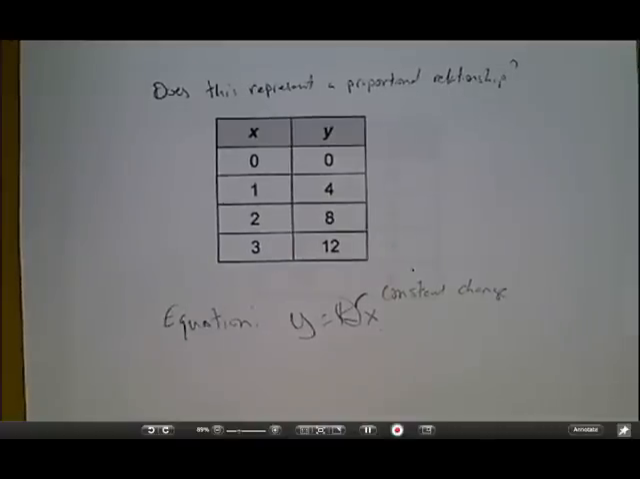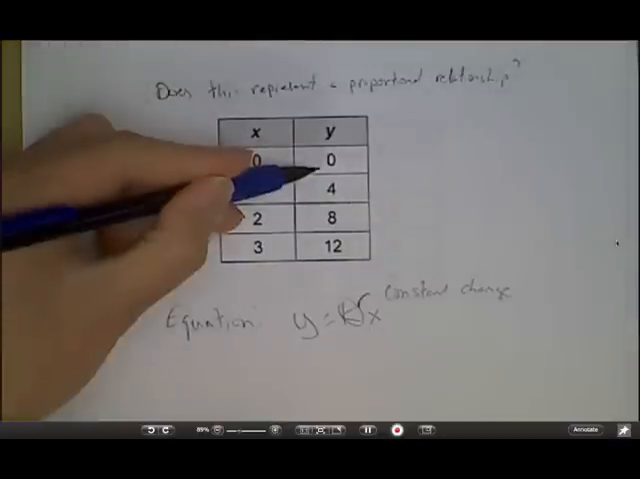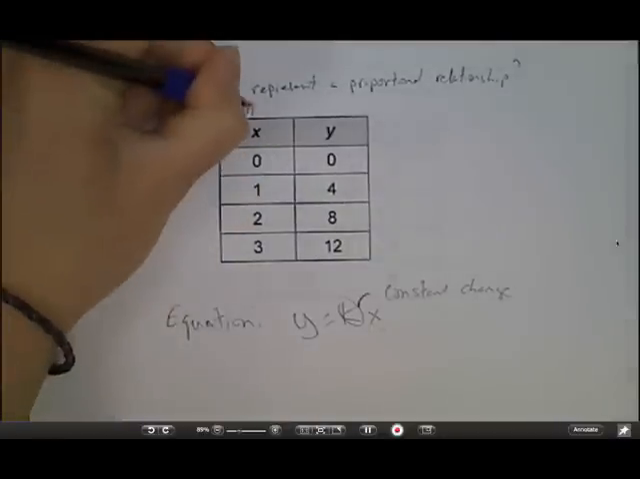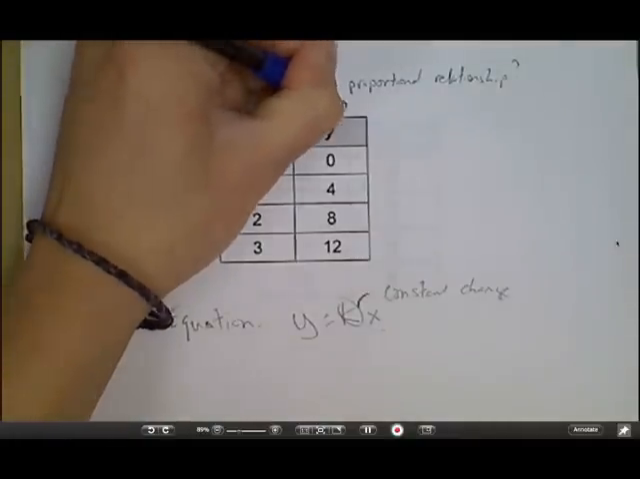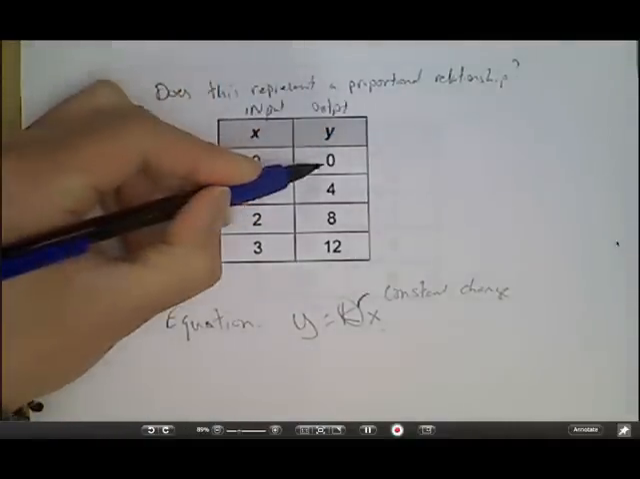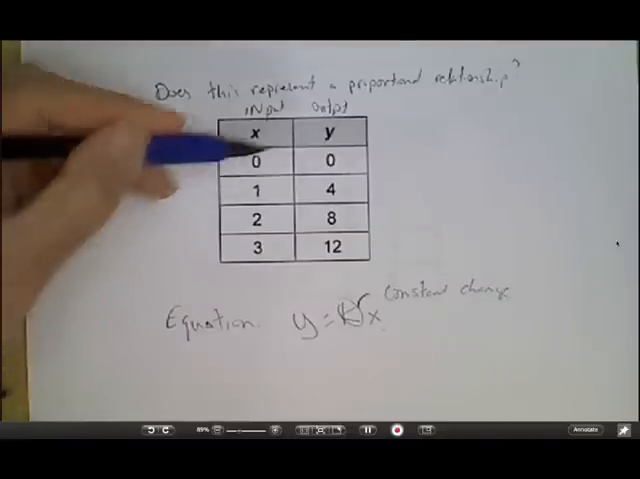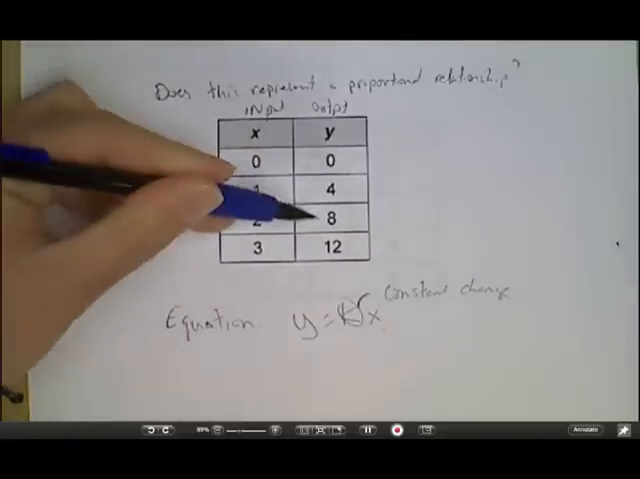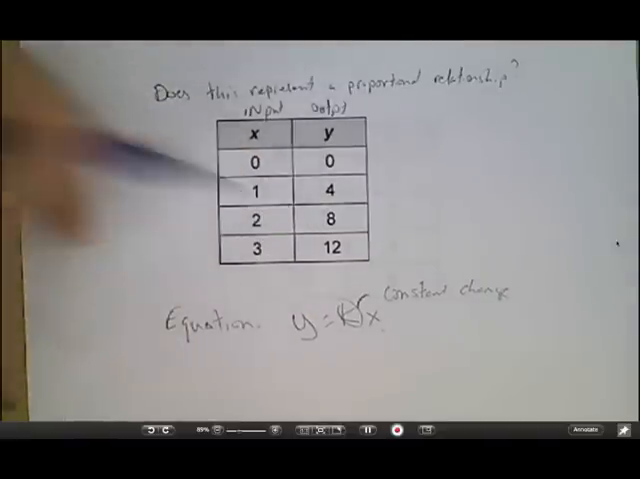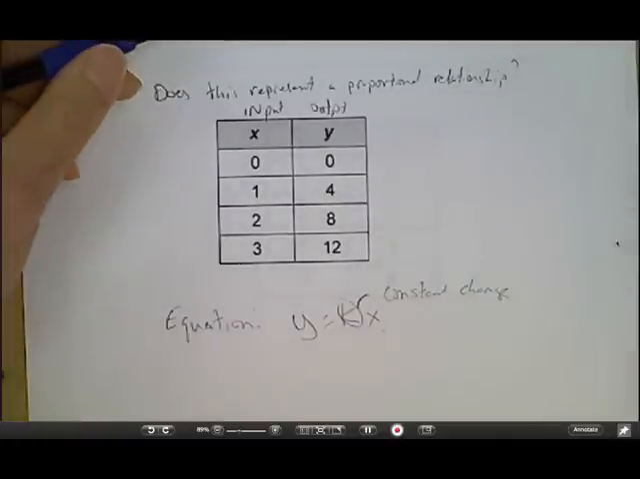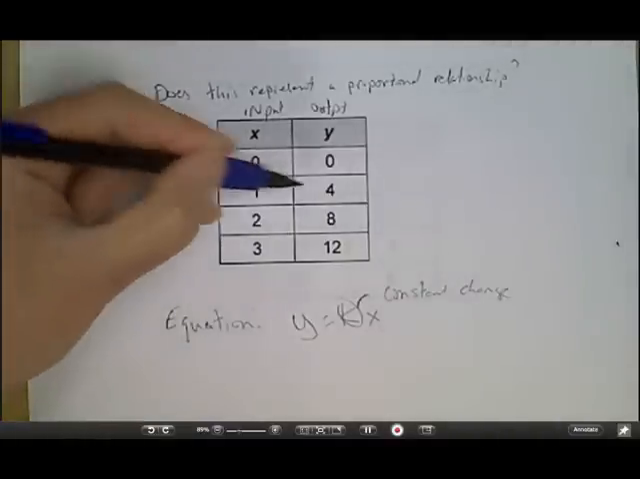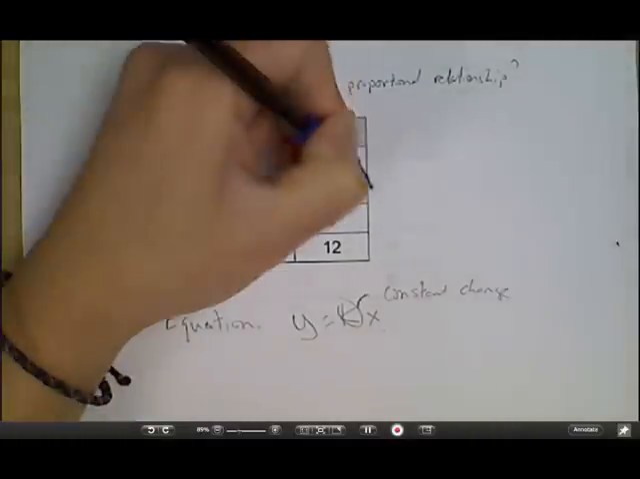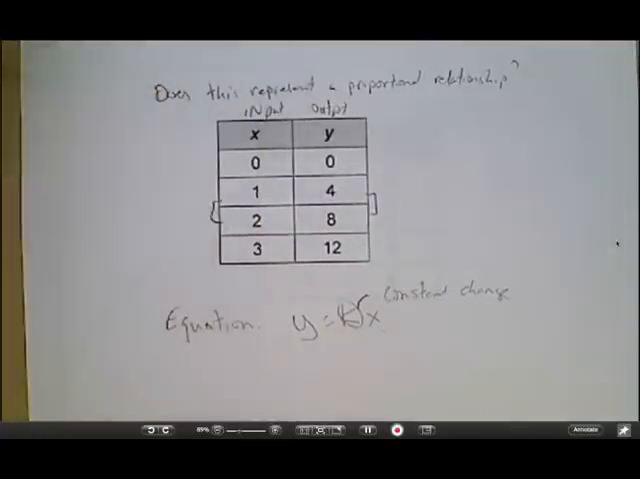So on the screen, you have when x is 0, y is 0. So this is input, this is output. So when I put 0 in, I get 0 out. When I put 1 in, I get 4 out. 2, I get 8. 3, I get 12. The easiest way to do it is you ask yourself, what can I do mathematically to get the same constant every time? One way to do it we've been doing in class is finding slope.